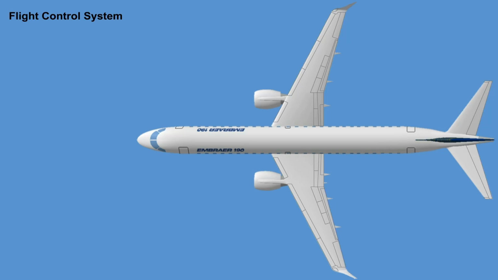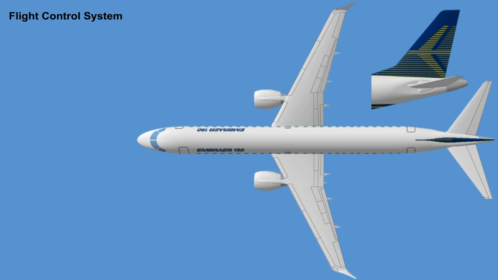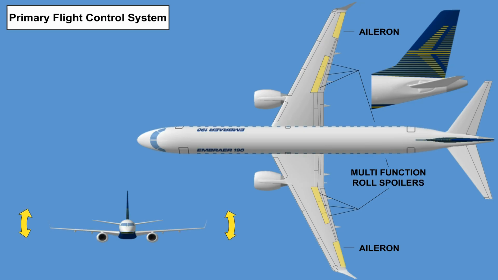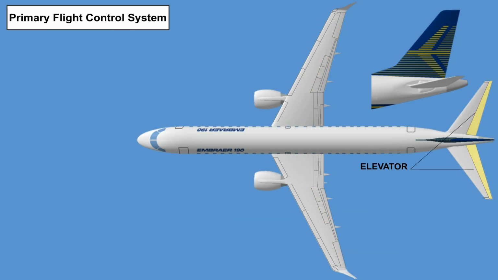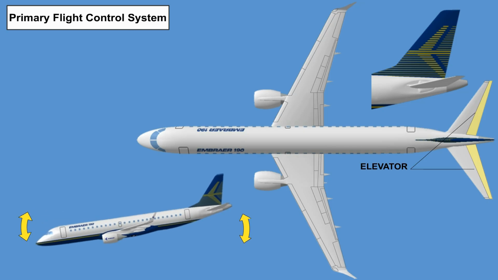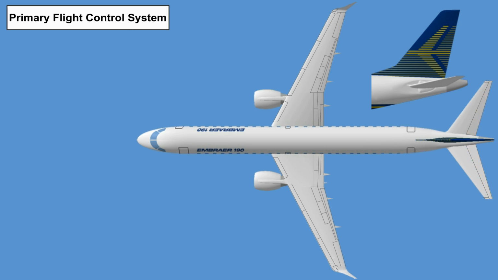The flight control system is comprised of the primary and the secondary flight control system and their associated system components. The primary flight control system consists of the ailerons and the multifunction roll spoilers for roll axis control, the elevators for pitch axis control, and the rudder for yaw axis control.